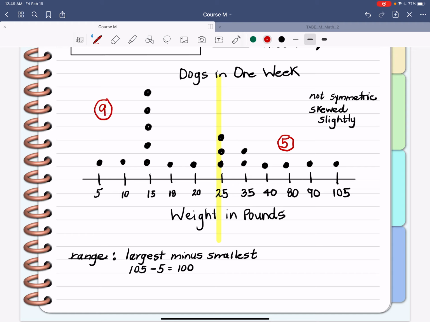So we would say that it's heavier on the left. It's lighter on the right. So it's skewed slightly right. You want to go with the lighter side when you talk about skew. So it's not symmetric. It is skewed slightly to the right, meaning that it's heavier on the left, just a little bit, not a whole lot, but it's definitely not symmetric.